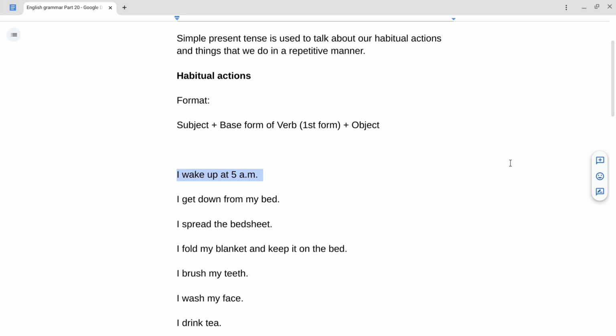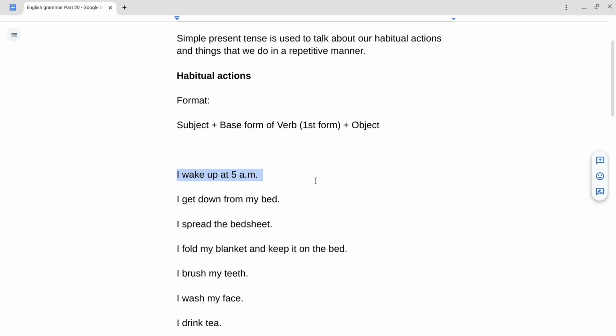Look at these examples and read along with me. I'll be highlighting in light blue color. Imagine yourself in this situation. This is what you do from morning to evening. This is the application of simple present tense. I wake up at 5 a.m. Please look at the screen and read along with me. I have highlighted it in light blue color. I wake up at 5 a.m.